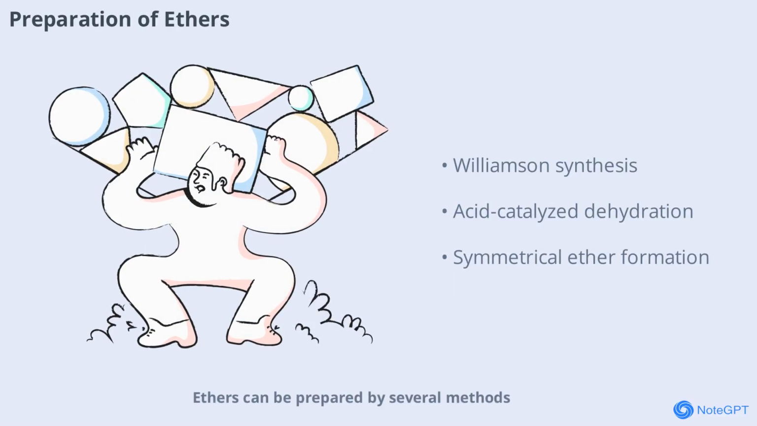Ethers can be prepared by several methods, the most common being the Williamson ether synthesis. This involves the reaction of an alkoxide ion with a primary alkyl halide. Another method is the acid-catalyzed dehydration of alcohols, which is mainly used for the preparation of symmetrical ethers. Each method has its own advantages and is chosen based on the desired ether and reaction conditions.